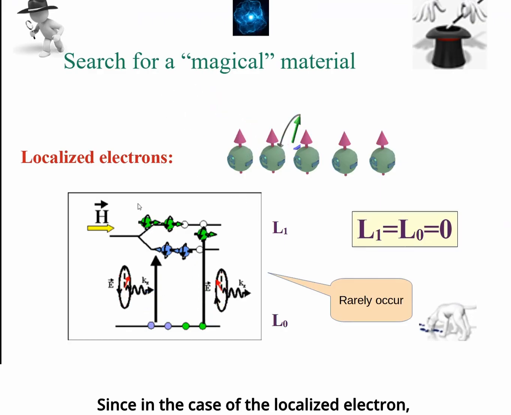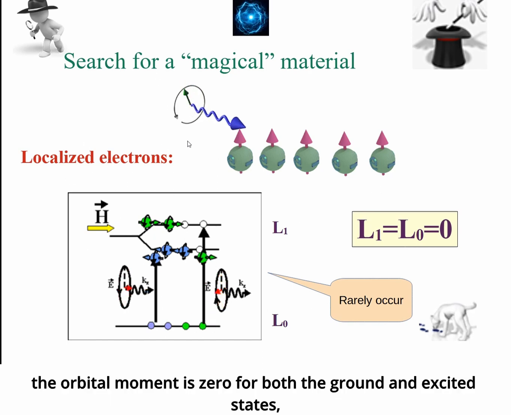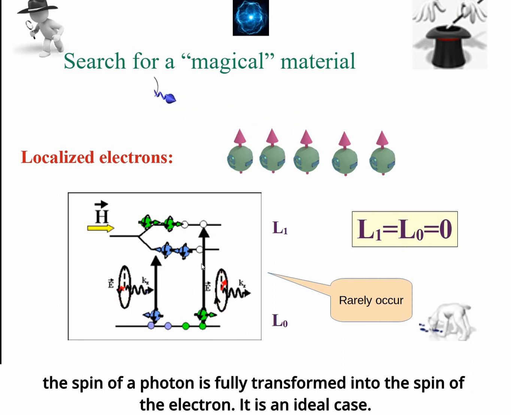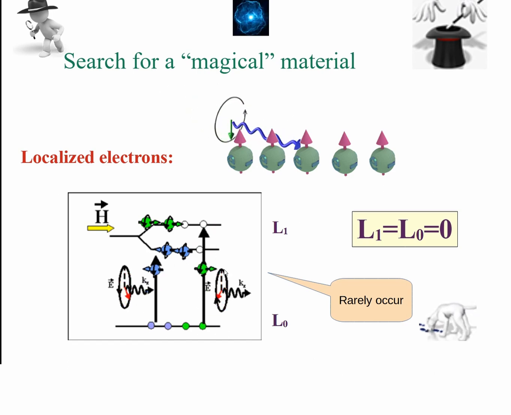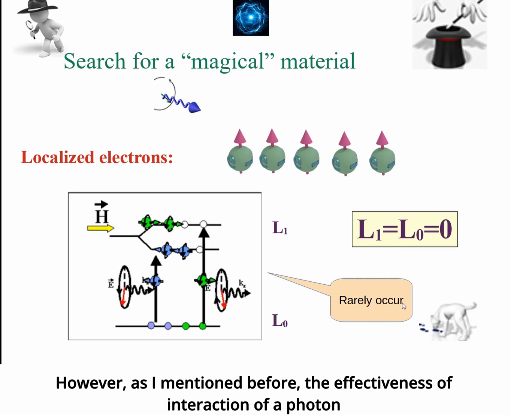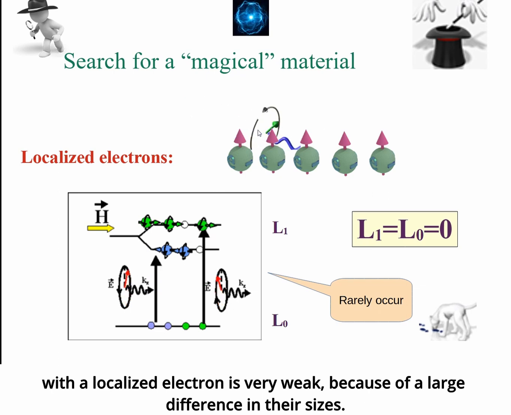Since in the case of localized electrons the orbital moment is 0 for both ground and excited states, the spin of the photon is fully transformed into the spin of electrons. It is the ideal case. However, as I mentioned before, the effectiveness of interaction of a photon with localized electrons is very weak because of the large difference in the sizes.